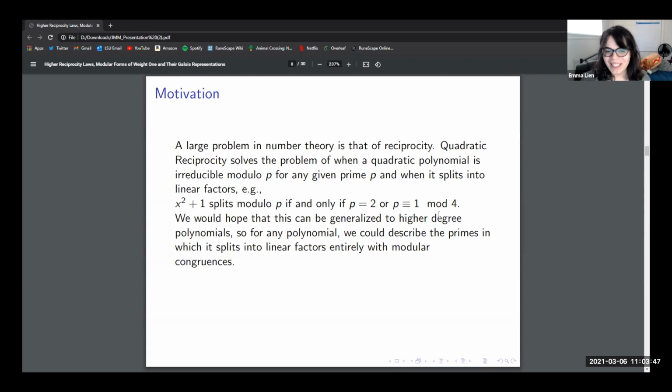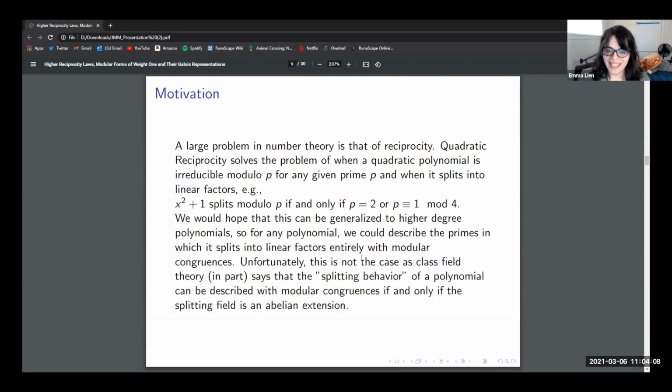So we would hope that this can be generalized to higher degree polynomials. So for any polynomial, we could describe some set of modular congruences such that the polynomial splits if and only if the prime satisfies these congruences or it's ramified. But that's not the case.